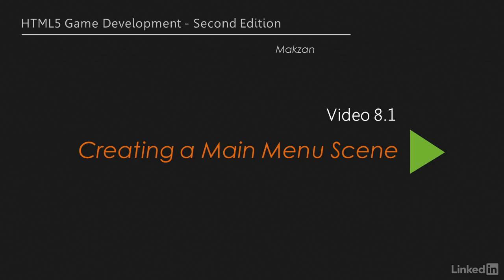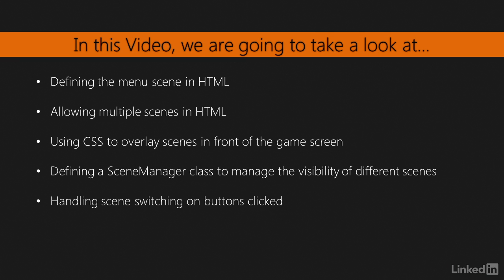Create a main menu scene. In this video, we define the scene constant in HTML. We also redefine the game element as one of the scenes. Then, we code some CSS to overlay the scenes in front of the game screen. Then, in JavaScript, we define a Scene Manager class to manage the visibility of different scenes. At last, we switch scenes when the player clicks on the buttons on the scenes.